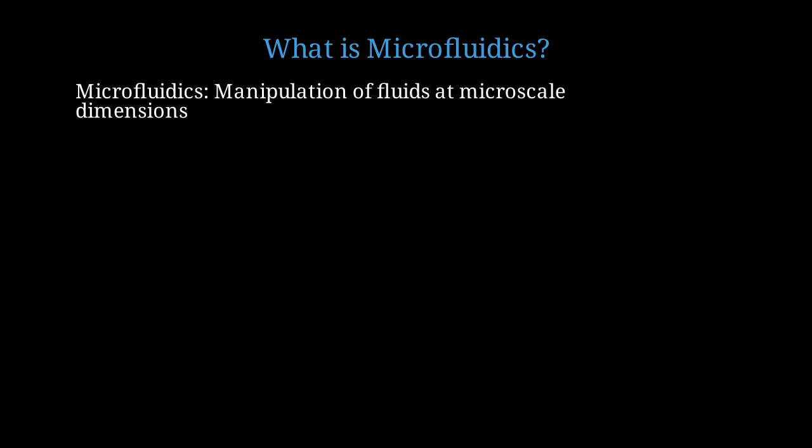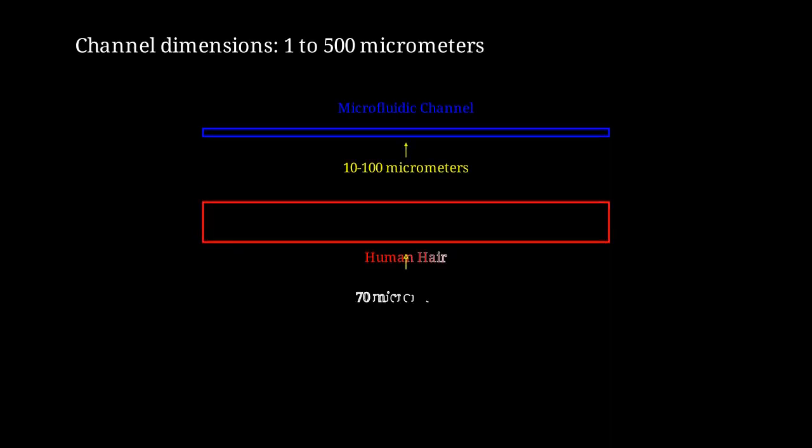Microfluidics is the science and technology of manipulating fluids at the microscale, typically in channels with dimensions from 1 to several hundred micrometers. To put this in perspective, these channels are smaller than the width of a human hair, which is about 70 micrometers. Here you can see the scale comparison. The microfluidic channel is significantly smaller than a human hair.